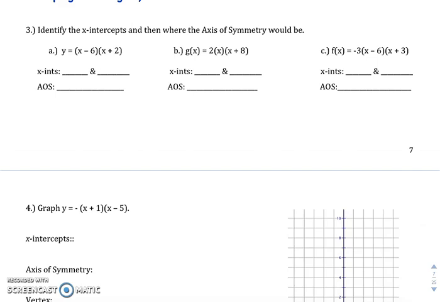So just like with any function, we don't have to graph it to be able to identify the key pieces of that function or that parabola. So for number 3, it wants us to identify the x-intercepts and where the axis of symmetry would be if we were to graph it. So the x-intercepts, I said, are really given to us and we can just pull them out.